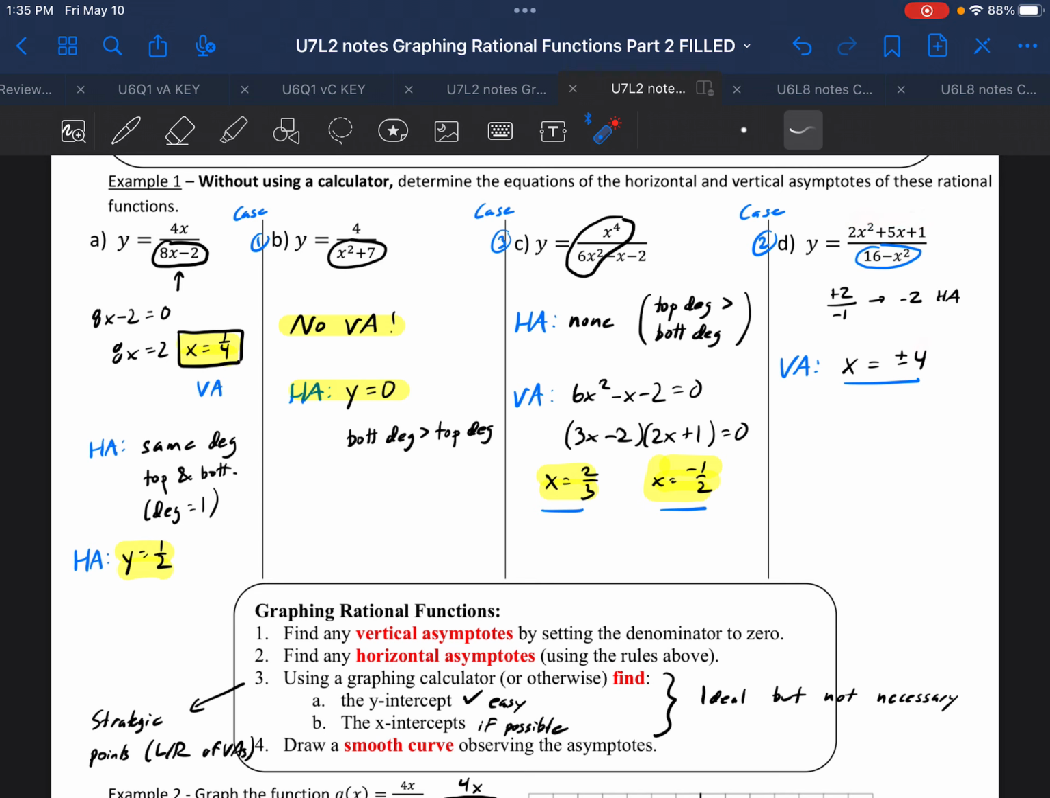And for the horizontal asymptotes, we look at the degree. We've got degree 2 in both. So the horizontal asymptote will just be at the ratio of those coefficients. Okay, so it's going to be at, in this case, negative 2. Why? Again, degree 2, leading coefficients 2, leading coefficients negative 1. 2 divided by negative 1 is negative 2. Okay.